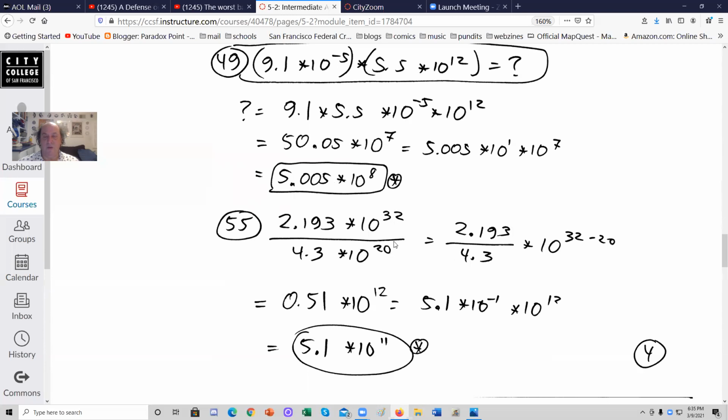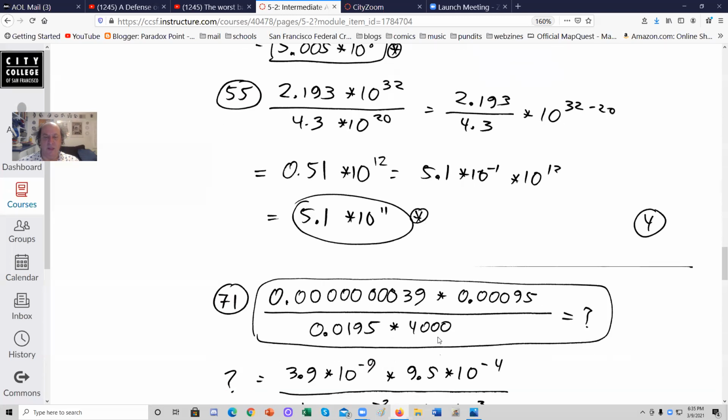Here we take a difference of the powers, 10 to the 32 minus 20. So this comes out to about 0.51 times 10 to the 12th. And again, this is not quite right, so we rewrite this 0.51 as 5.1 times 10 to the negative 1, still times 10 to the 12th. These combine by adding, negative 1 plus 12 is 11, so 5.1 times 10 to the 11th.